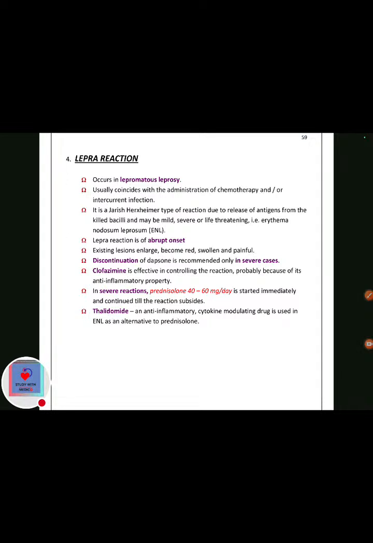What is lepra reaction? In which people lepra reaction occurs? What is the management of lepra reaction?